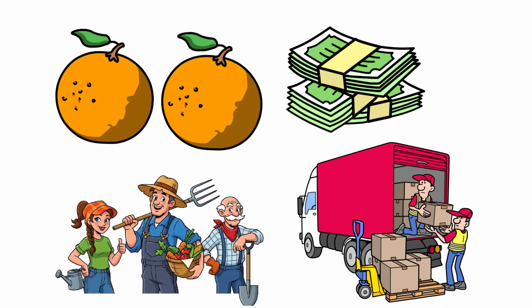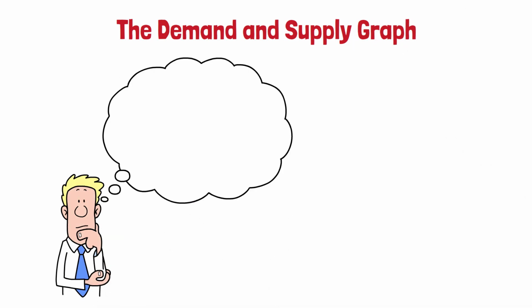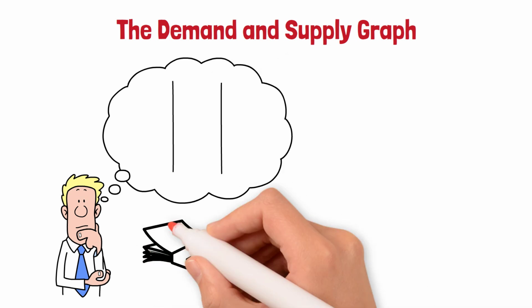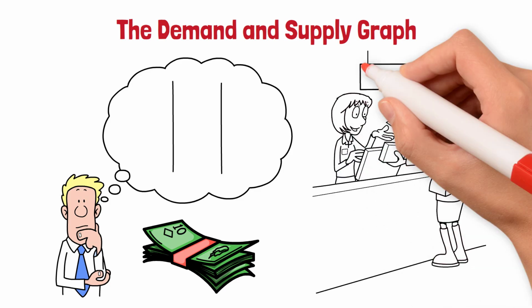Now let's bring them together. The demand and supply graph. Imagine two lines. One sloping down, that's the demand curve. One sloping up, that's the supply curve. Where they intersect, boom, that's called the equilibrium price. It's the perfect point where what buyers want equals what sellers offer.